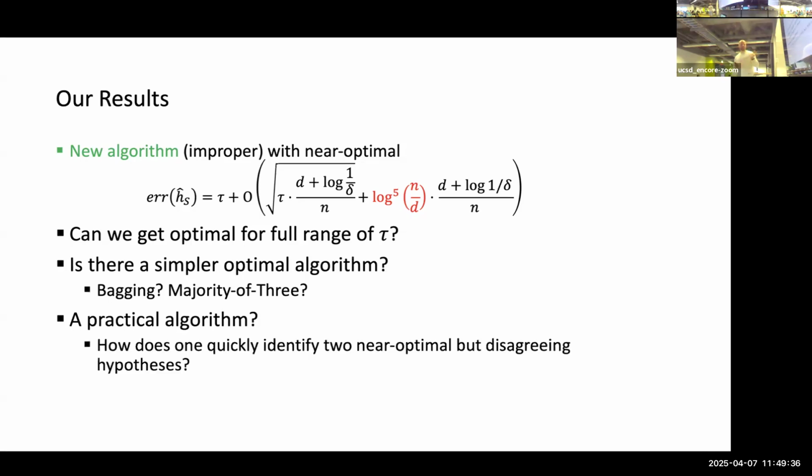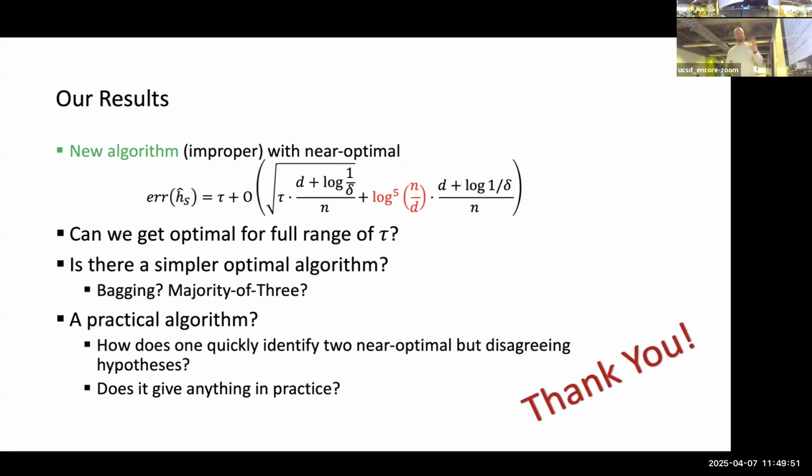It's not clear. Also, it's not clear how you can even quickly compute two near optimal hypotheses that disagree a lot in their predictions. Right? It's not obvious that this is even tractable. So it doesn't give anything in practice. So I think that was kind of the highlight of these three results.